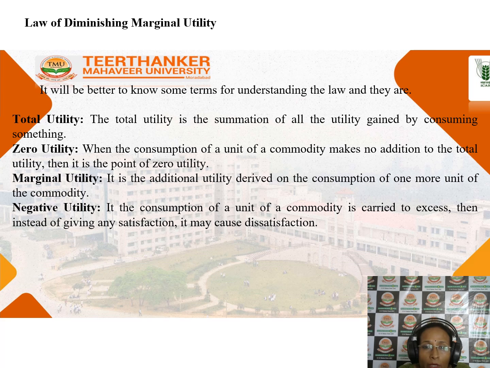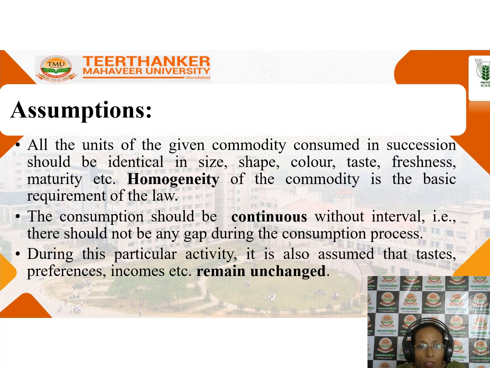Zero utility: when the consumption of a unit of a commodity makes no addition to the total utility, that is the point of zero utility. Marginal utility is the additional utility derived from the consumption of one more unit of the commodity. Negative utility: if the consumption of a unit of a commodity is carried to excess, then instead of giving any satisfaction, it causes dissatisfaction. It's called negative utility.